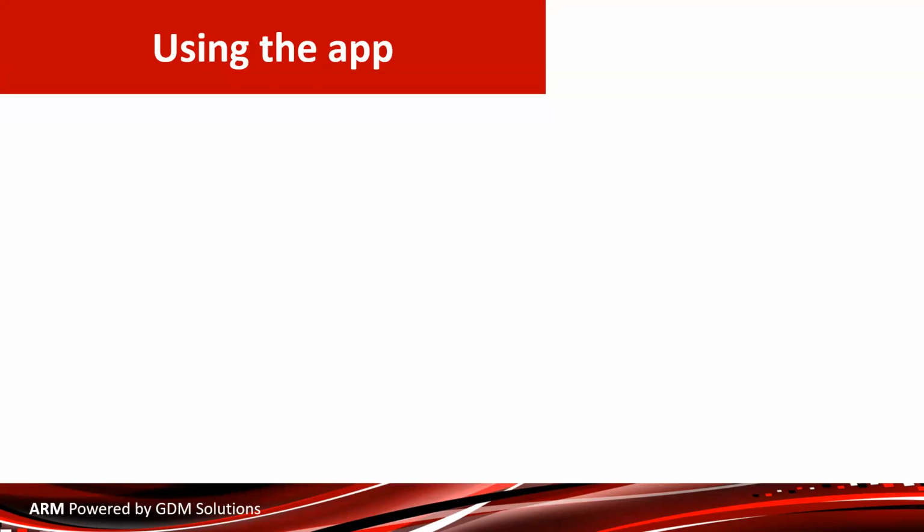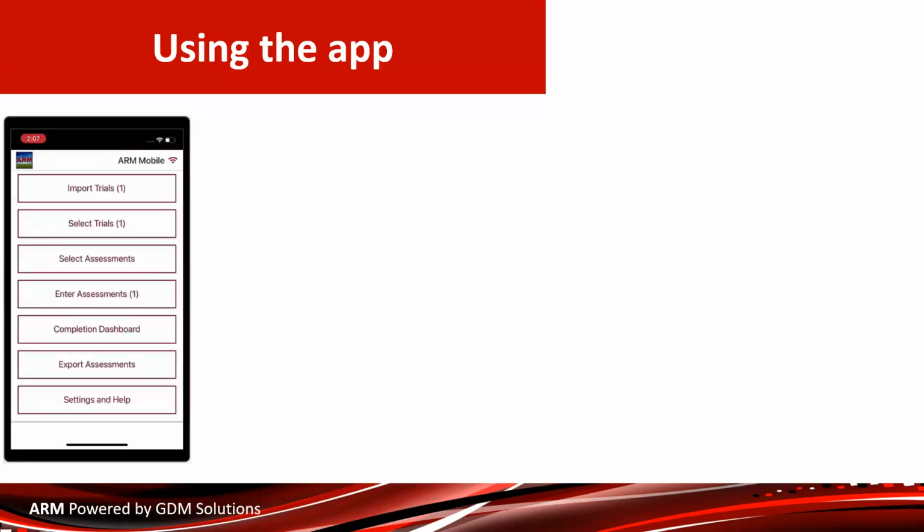So now we're taking a look at the app itself. The first step is importing the trial definitions from your cloud storage. That does require internet access. So you would do that in the office to make sure you download all of those trials so that they're available on that mobile device wherever you go.